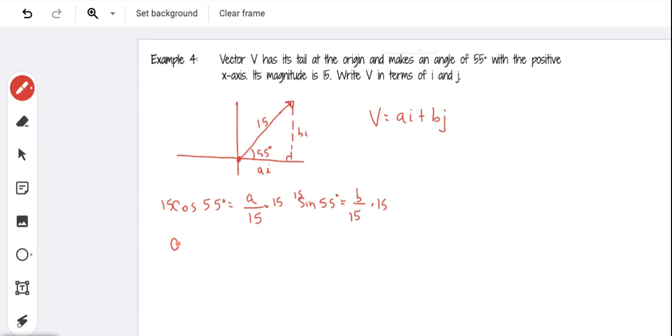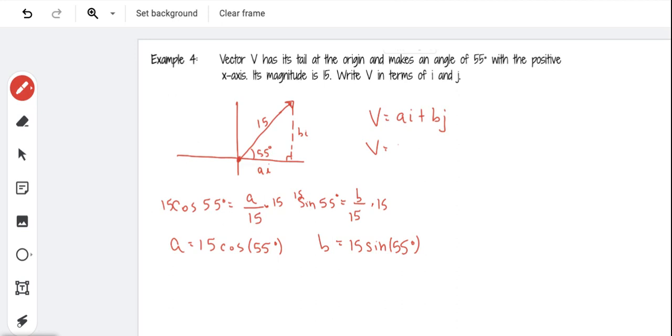So I end up with A equal to 15 times the cosine of 55 degrees. I end up with B equal to 15 times the sine of 55 degrees. And so I can now say, I could go ahead and calculate this, I guess. Let me do that. 15 cosine of 55, or I could just leave it like this. It wouldn't really matter.